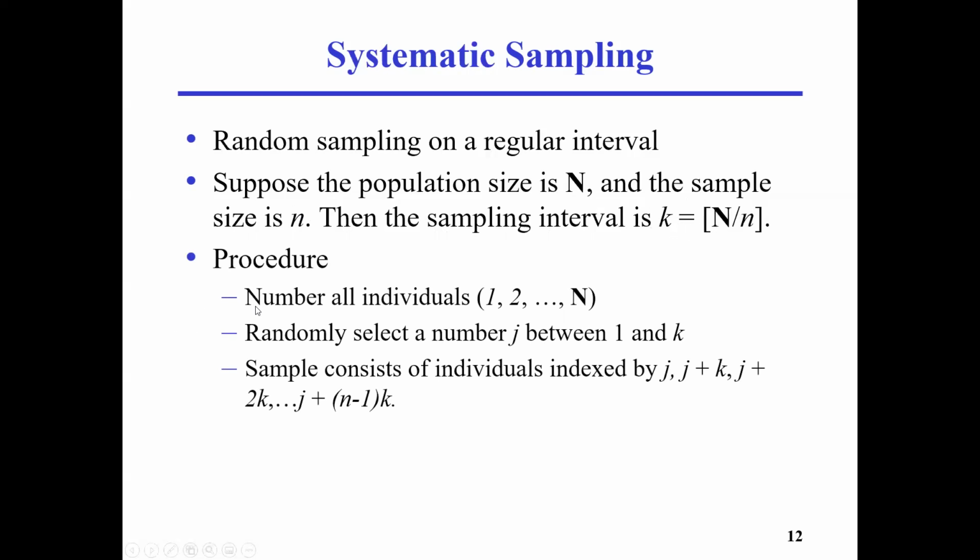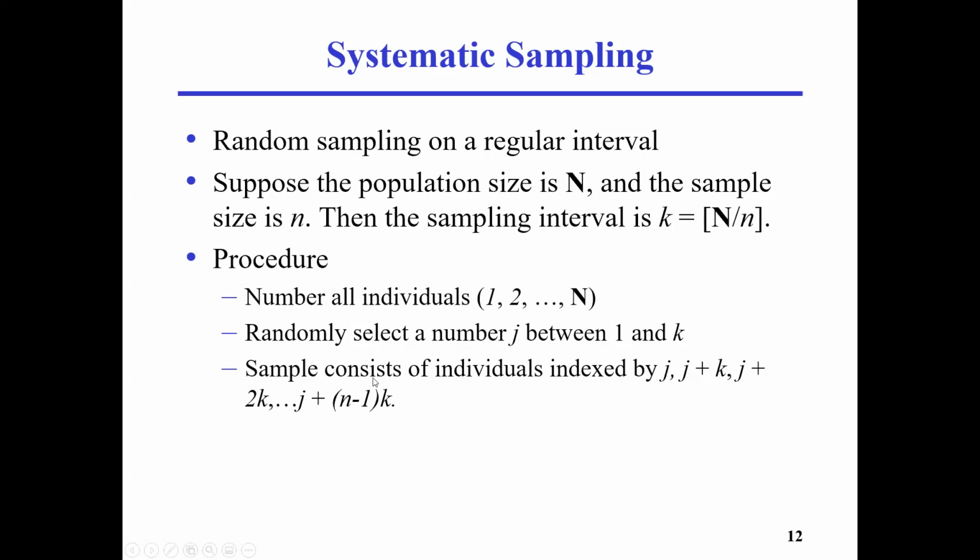Okay, so the procedure. Number all individuals 1, 2, 3, 4, up to n. Randomly select a number between 1 and k. We have all individuals here, and you need to decide the sample size. Once the population size and the sample size are decided, you use the ratio of them to calculate k as the interval. Once you have k, you need to choose an integer from 1 to k. Okay, and that integer is j.